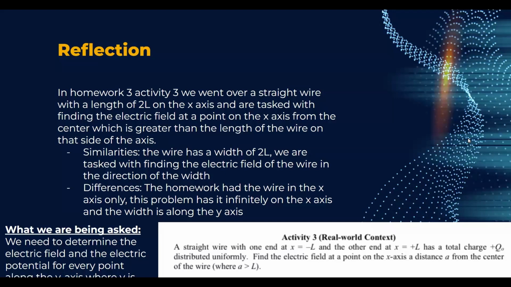This problem is similar to what we've been tasked with because the wire has the same width, which is 2L, and we are tasked with finding the electric field of the wire in the direction of that width. In the homework, we had the wire on the x-axis only. For the project, we have had it on the y-axis, and it is infinitely large on the x-axis.